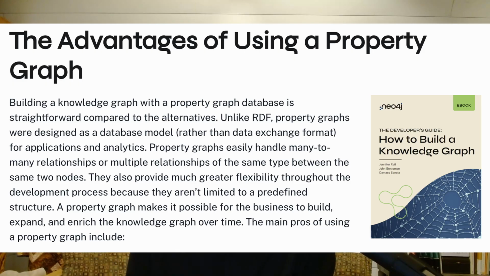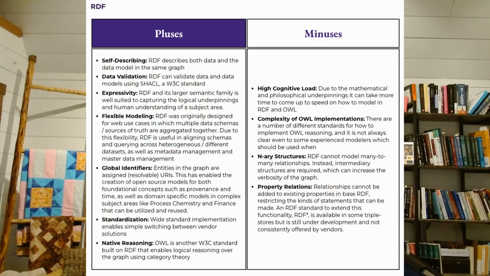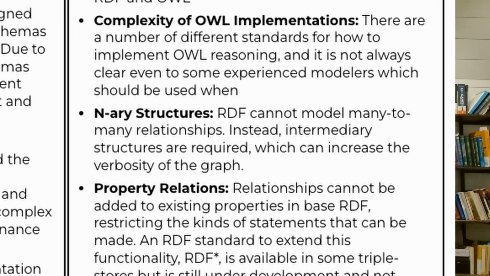We're not going to talk any in this episode about multiple relationships of the same type between two nodes, although that's a worthwhile discussion. I think the hype on LPGs over RDF is a little too much there as well. But let's take a look at another place where we see this many-to-many criticism, and that's over on Enterprise Knowledge website. This is an article by Ben Cass, and he's got a helpful table on the specific benefits and drawbacks of both RDF and LPGs. And on RDF, he lists as a minus, under the subheading N-ary structures, he says that RDF cannot model many-to-many relationships. Instead, intermediary structures are required, which can increase the verbosity of the graph.